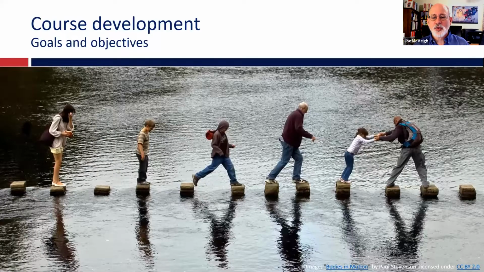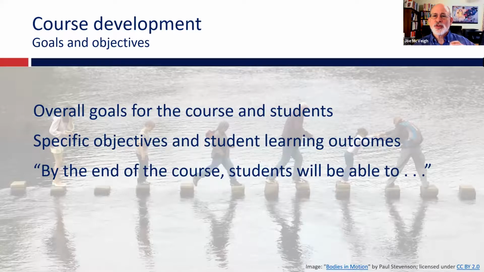So looking at goals and objectives in greater detail, what we want to think about would be, first of all, setting goals for the course and for students. So some overall goals, and then probably some more specific objectives and student learning outcomes. And one way that we often do that these days is using an expression like, by the end of the course, the students will be able to do this thing.